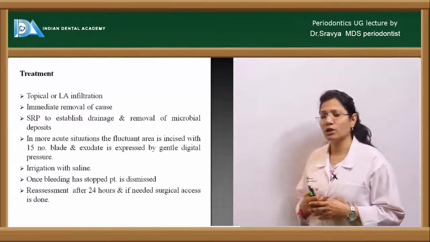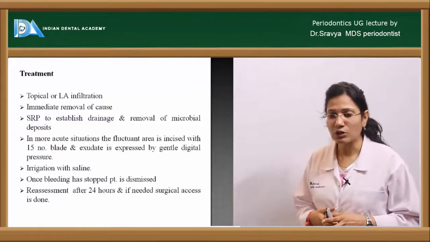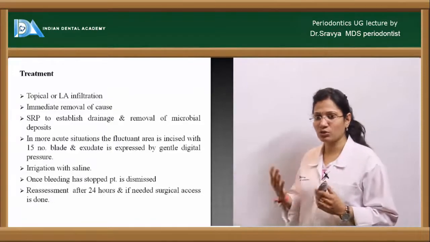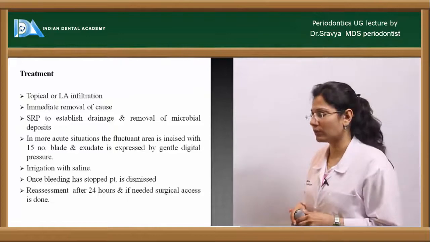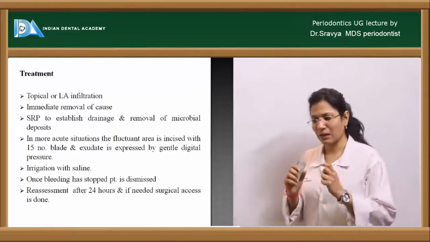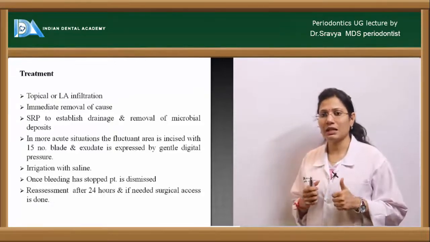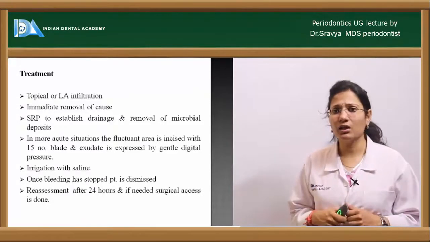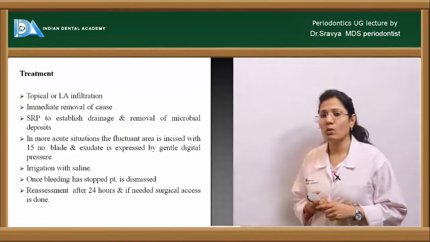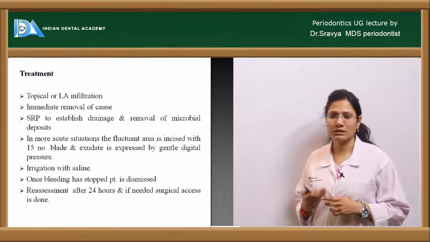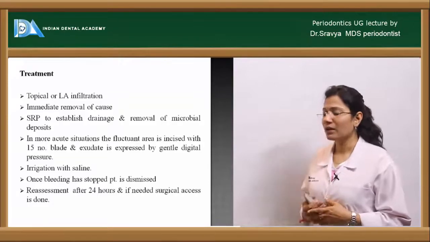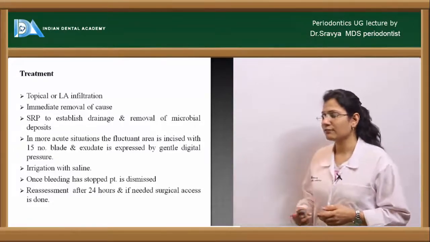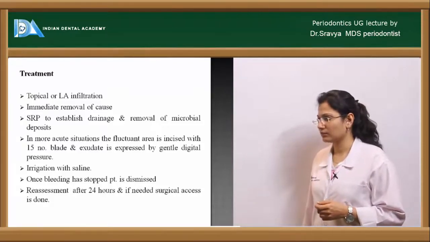Following that, in more acute situations, you can place an incision at the most fluctuant area of the abscess and try to drain it out through the incision, or else you can just apply gentle pressure so that the pus can be expressed out of the sulcus. You irrigate it properly with saline or betadine, and once the bleeding has stopped, the patient is sent home. Then you reassess the condition after about 24 hours. If needed, a surgical access is done.